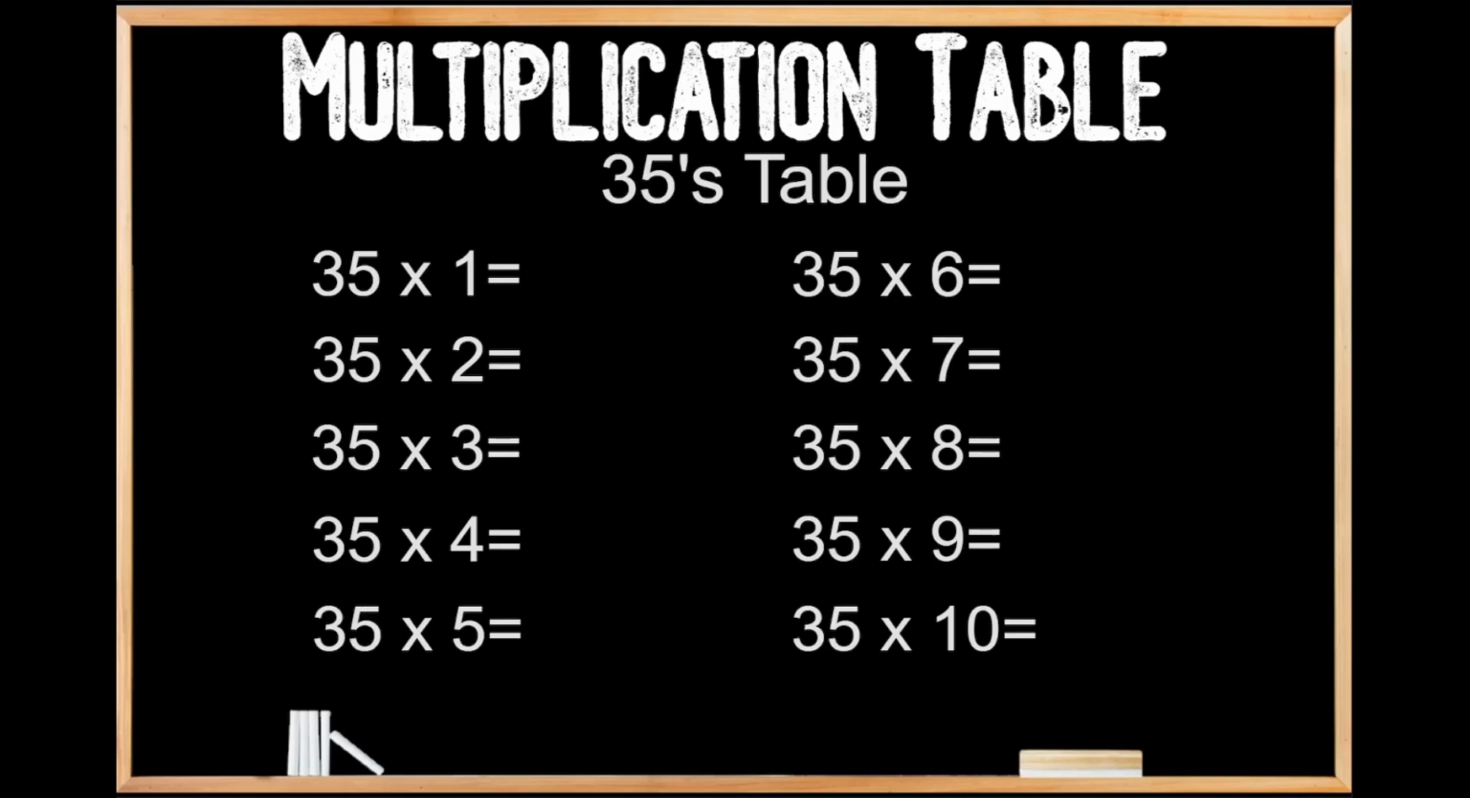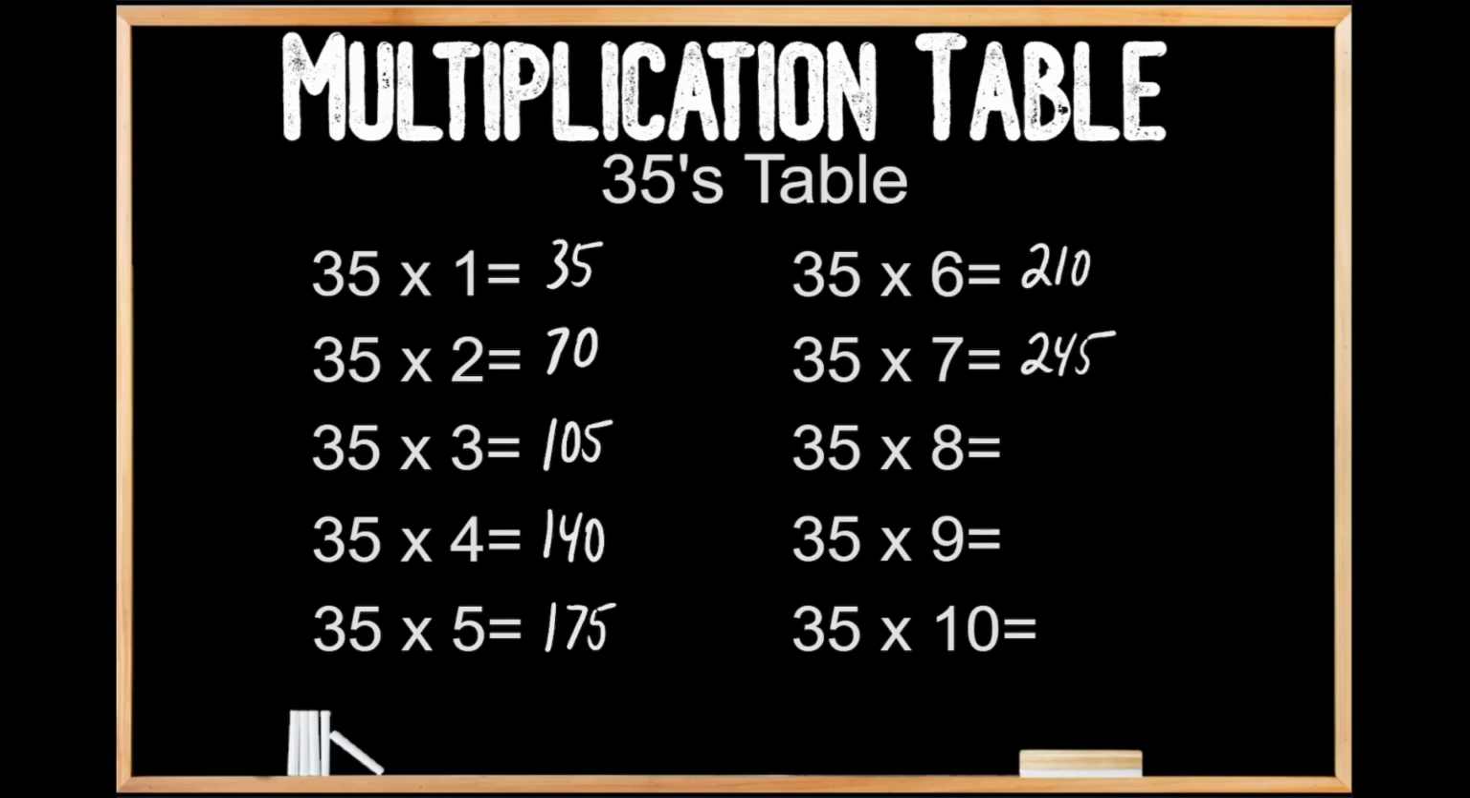35's table. 35 times 1 is 35. 35 times 2 is 70. 35 times 3 is 105. 35 times 4 is 140. 35 times 5 is 175. 35 times 6 is 210. 35 times 7 is 245. 35 times 8 is 280. 35 times 9 is 315. And 35 times 10 is 350.